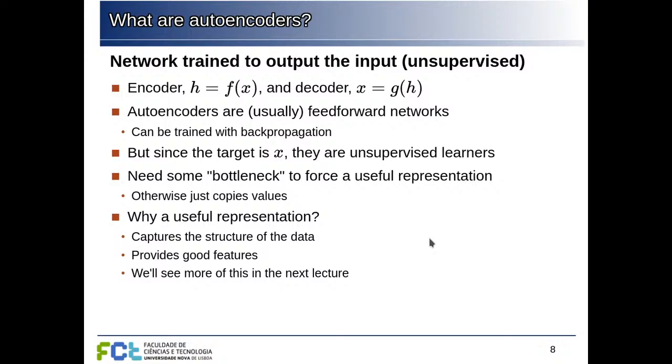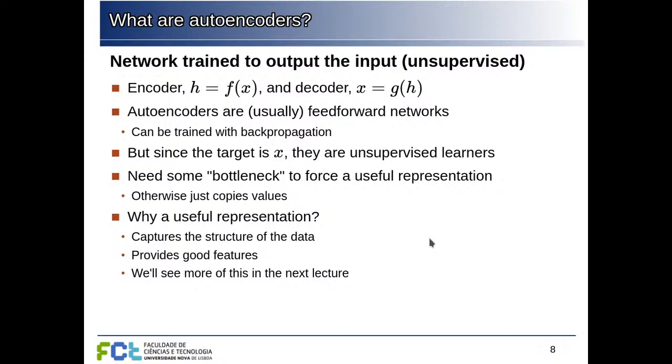Since they are trying just to output the input, we don't need labels, and so from our perspective, they are unsupervised learners. However, we are going to need some kind of constraint, some bottleneck in the model or in the way it's trained to force it to get something useful in that transformation. Otherwise, we could just copy the input into the output, and that would not give us anything useful.